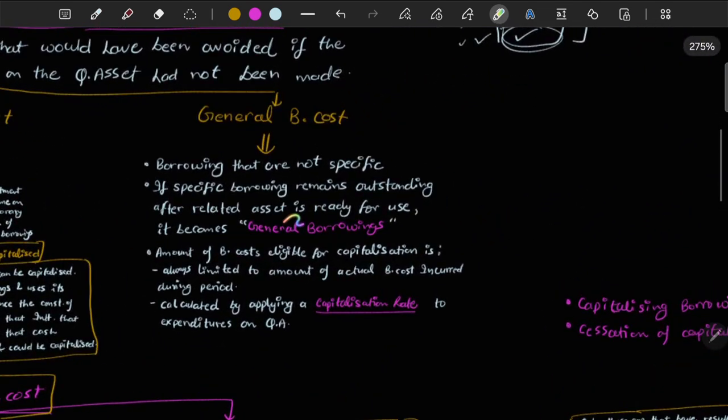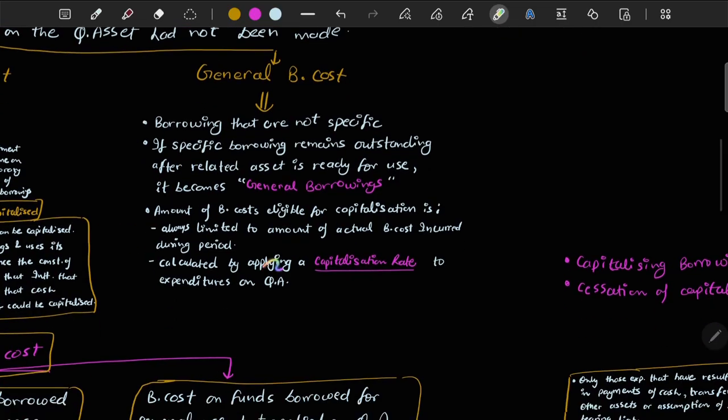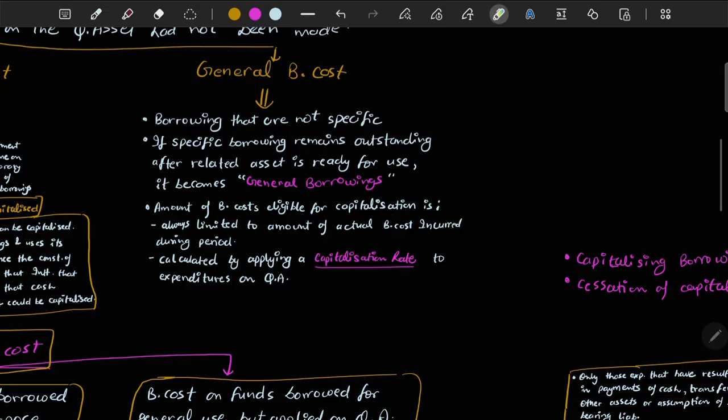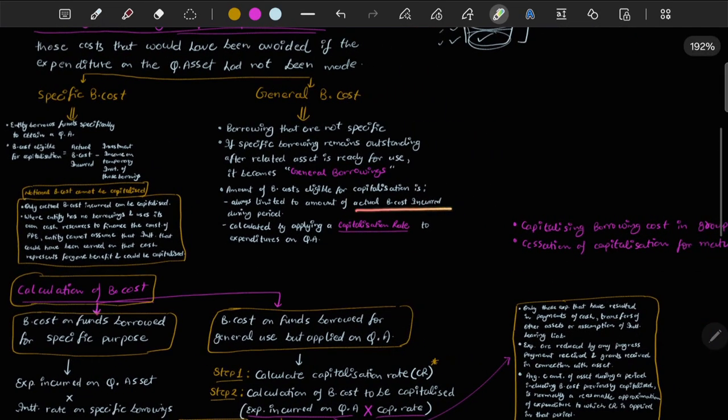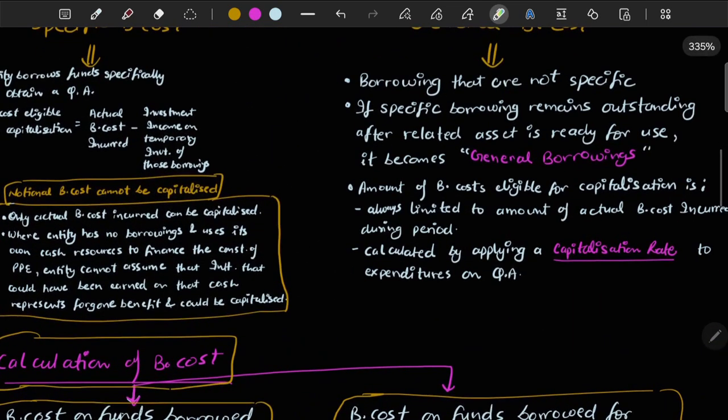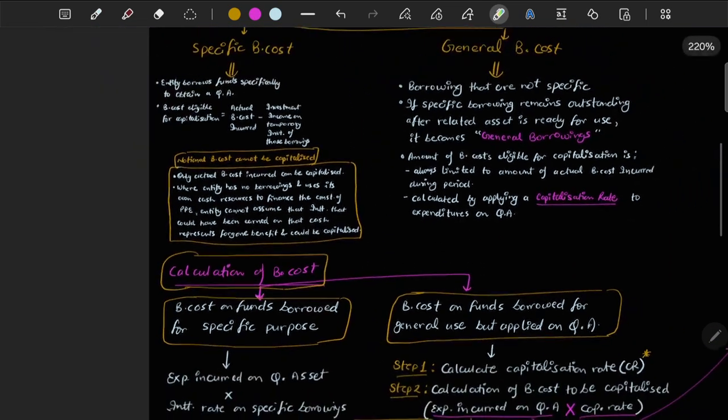Okay, what is general borrowing cost? Borrowing other than specific borrowings. If specific borrowing purpose has been completed, then it is called general borrowing. Amount of borrowing cost capitalization is always limited to amount of actual borrowing cost incurred. Actual borrowing cost incurred will always be there in specific borrowings and in general borrowing also.